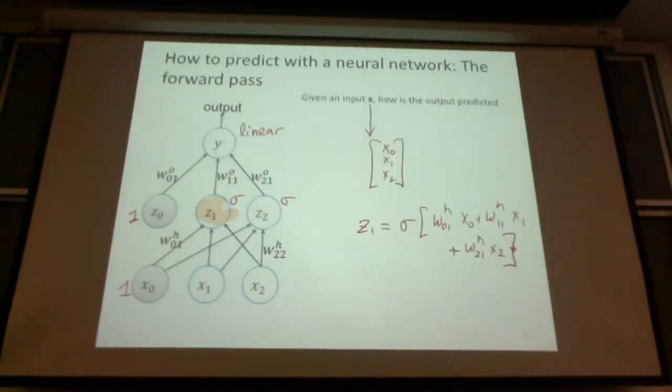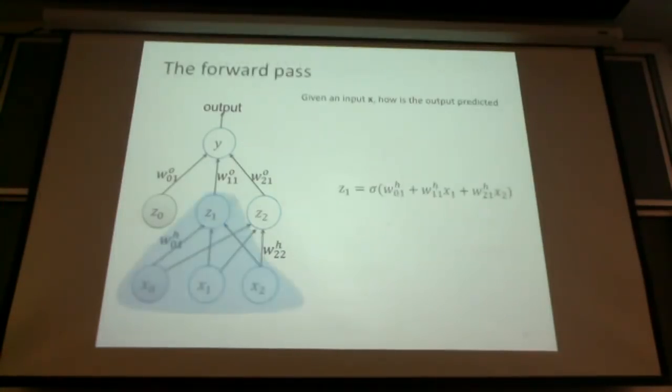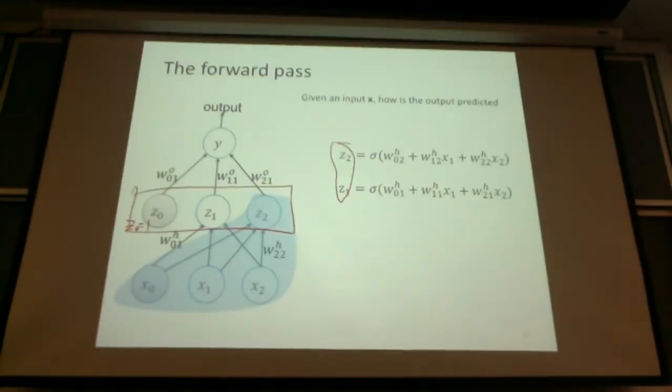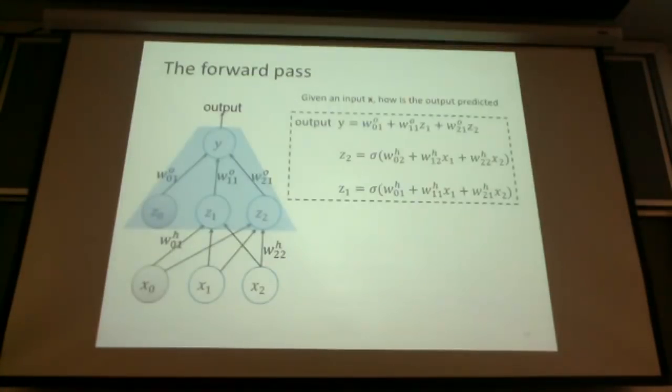We have all the things we need. We know the value of x0, x1, and x2 because that's the input given to us. We know the w's because those are the weights that we learned, so we can actually compute the value of Z1. There's no magic there. Similarly, we can compute the value of Z2. So we have Z1 and Z2. We also had Z0 because that was just equal to 1. So now we have all the information we need to compute the value of Y. So we just compute the value of Y, and that's the output of the network.